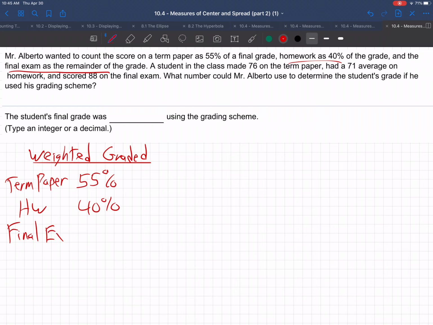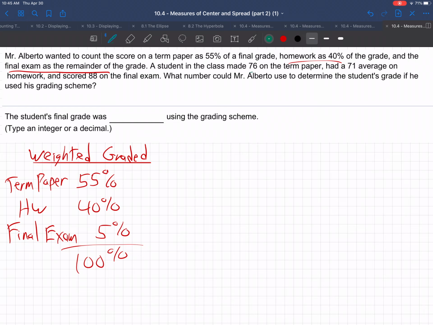Final exam. How much does that leave? That leaves only 5%, doesn't it? To make 100%, because these two right here make 95, so that only leaves 5%. So it's got to add up to 100% of the grade. So the final exam's got to be 5%. So how did the student do?